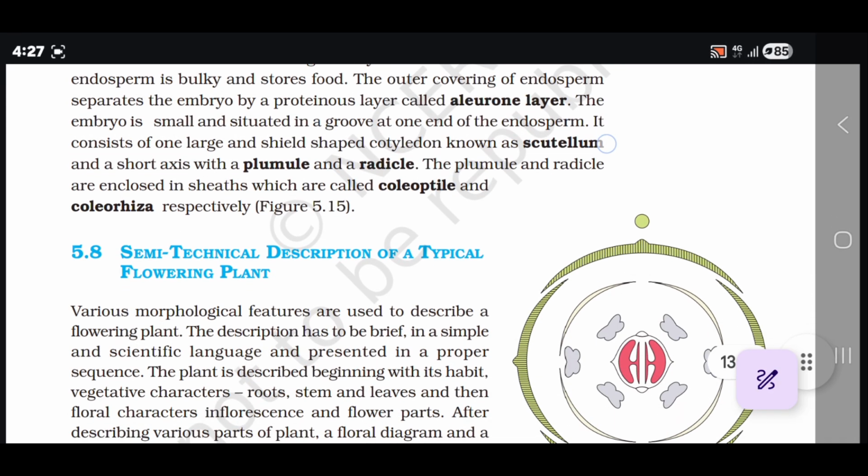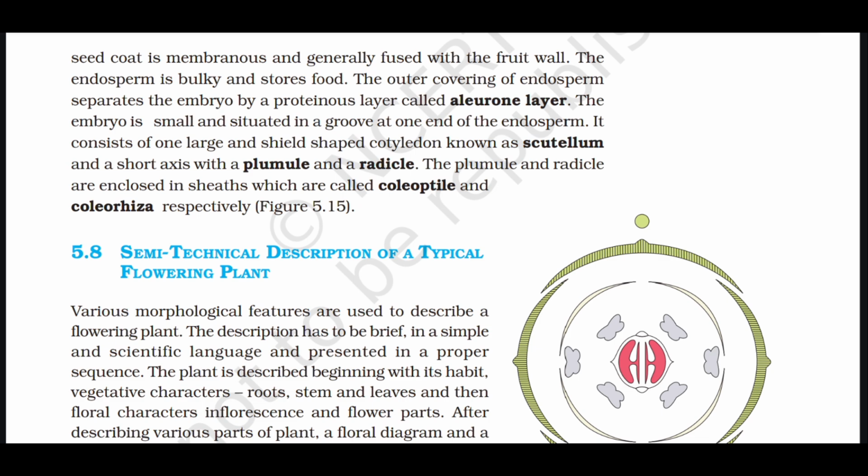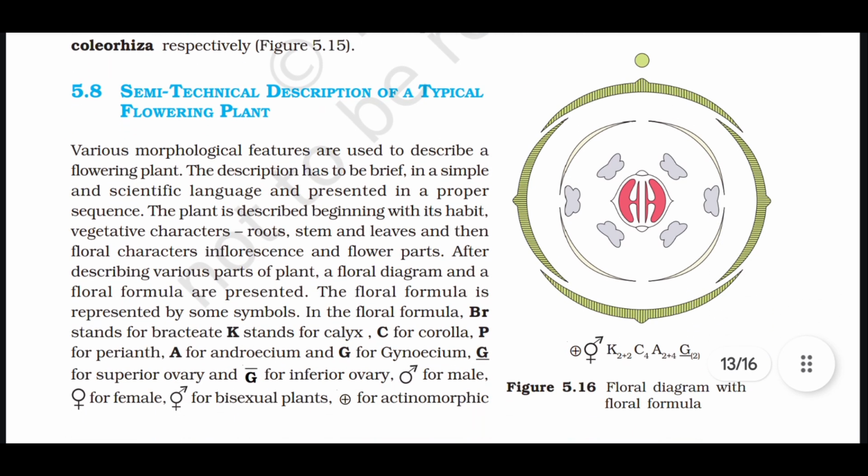5.8 Semi-technical description of a typical flowering plant. Various morphological features are used to describe a flowering plant. The description has to be brief, in simple and scientific language, and presented in a proper sequence. The plant is described beginning with its habit, vegetative characters, root, stem and leaves, and then floral characters, inflorescence, and flower parts. After describing various parts of a plant, a floral diagram and a floral formula are represented.